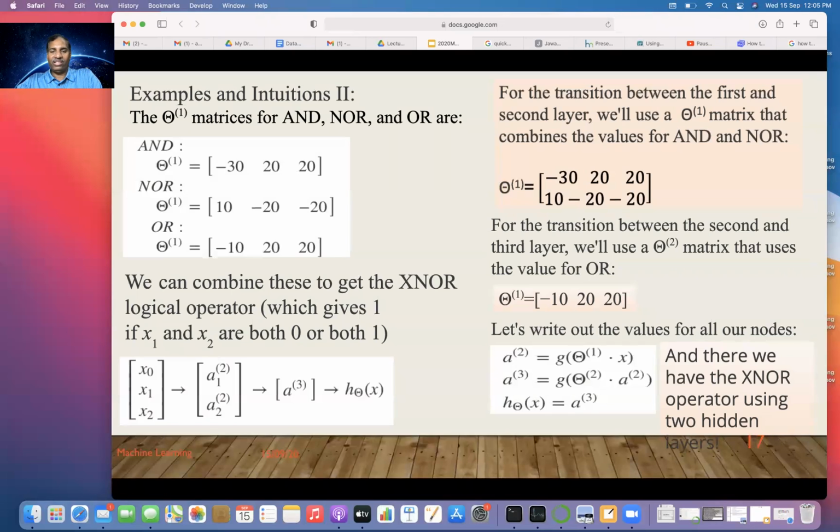In fact, only one hidden layer here. It should be corrected: only one hidden layer. This is the hidden layer, from A1 to A2.